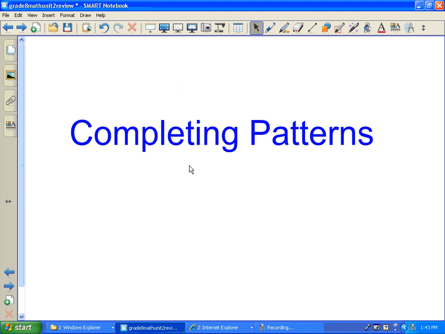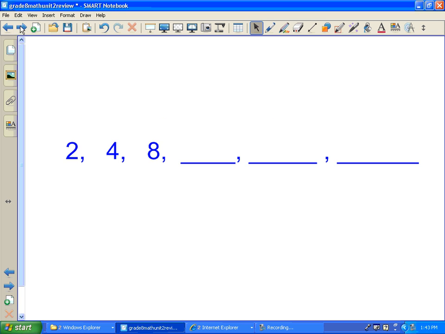Completing patterns. If you're given a list of numbers, they might be positive, they might be negative. You might be given them in this pattern with some of the numbers left out.